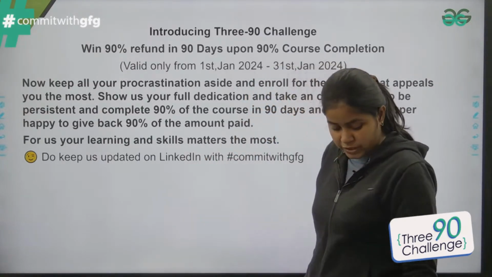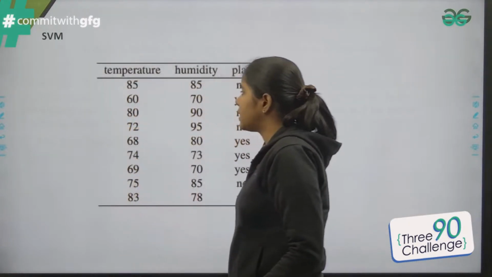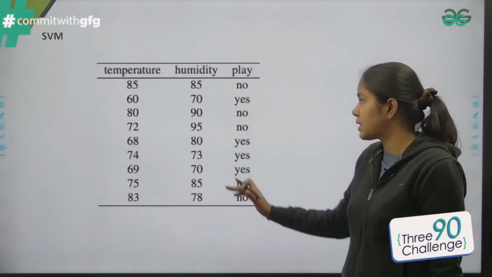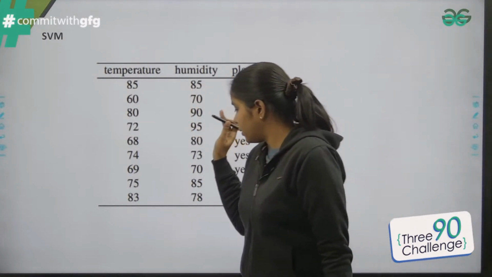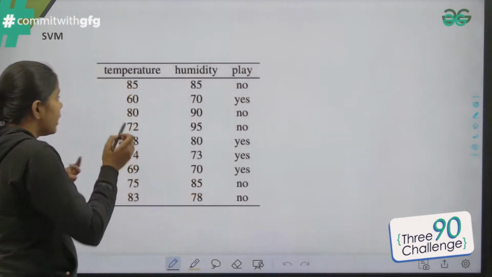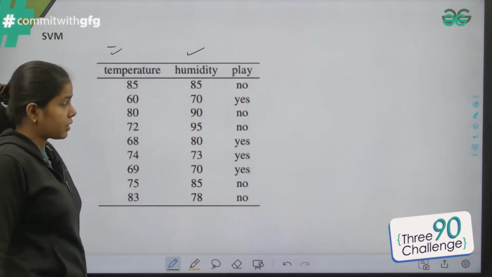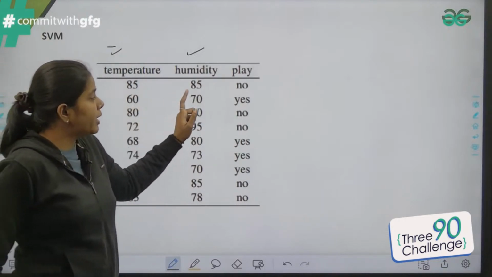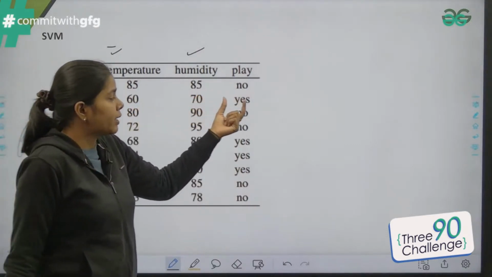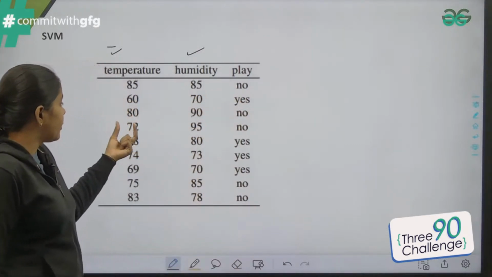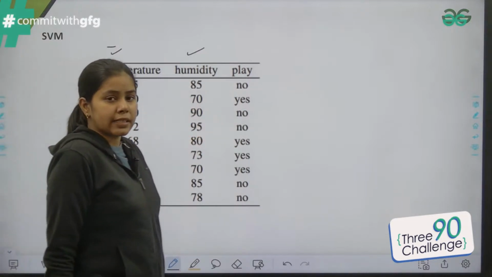Let's come to our topic, which is support vector machine. So guys, let's consider this table, this data set: temperature, humidity and play. Whether we are going to play tennis or not depends on the temperature and humidity columns. If temperature is 85 and humidity is 85, then we are not going to play tennis. If temperature is 60 and humidity is 70, then we are going to play tennis. If temperature is 80 and humidity is 90, then we are not going to play tennis. So this is the kind of data set we have.